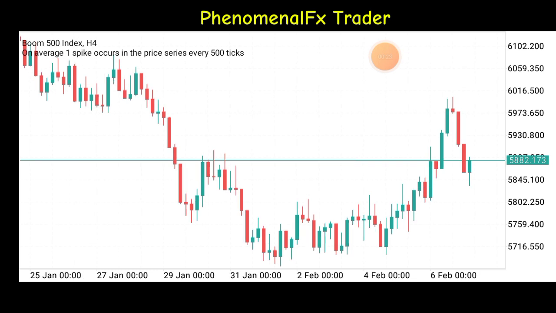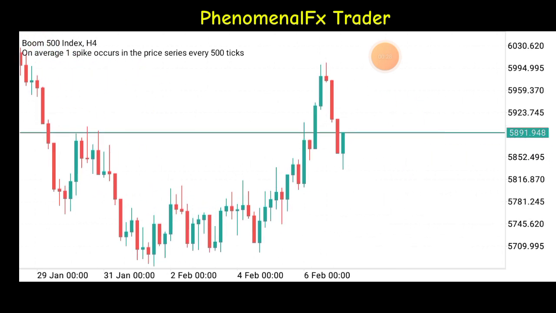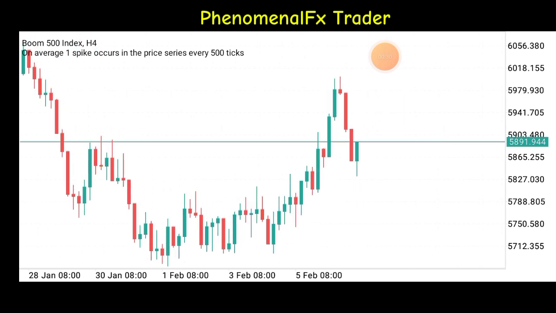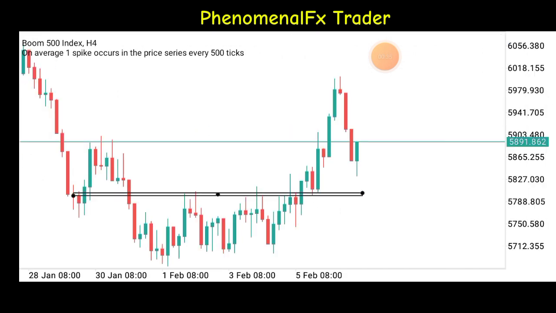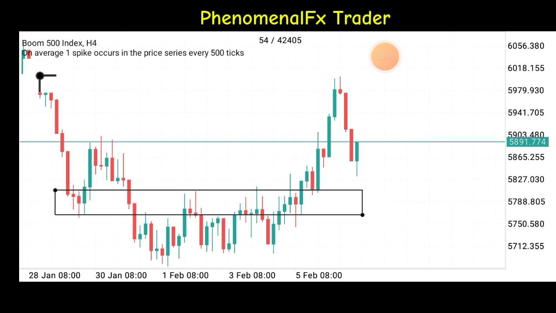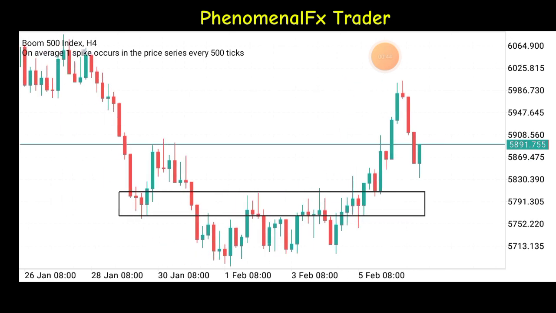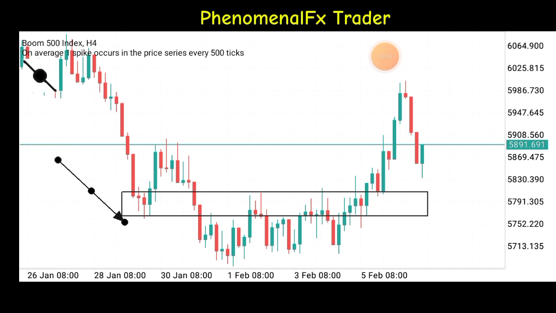In this video, we're going to be looking at Boom 500 index, and as you can see, I'm on the 4 hourly time frame. Now if you look at what we have right here, you can see we have a zone somewhere here. Now for this zone, the whole of this is actually the zone. The reason is because you can see market bought from this level, market also sold from this level, sold from here too, sold from here, also bought from here. So the whole of this is a zone.